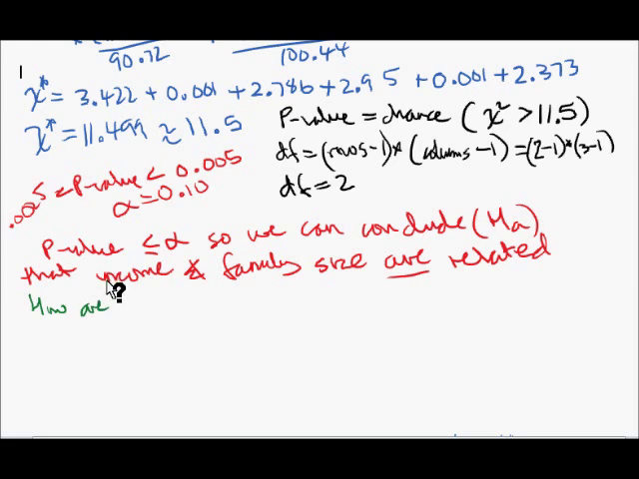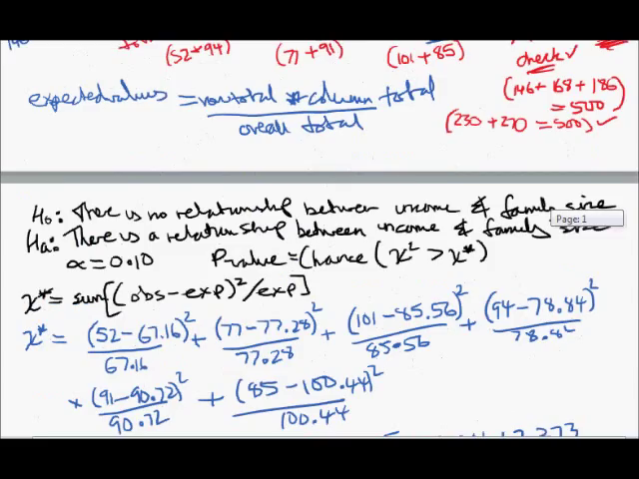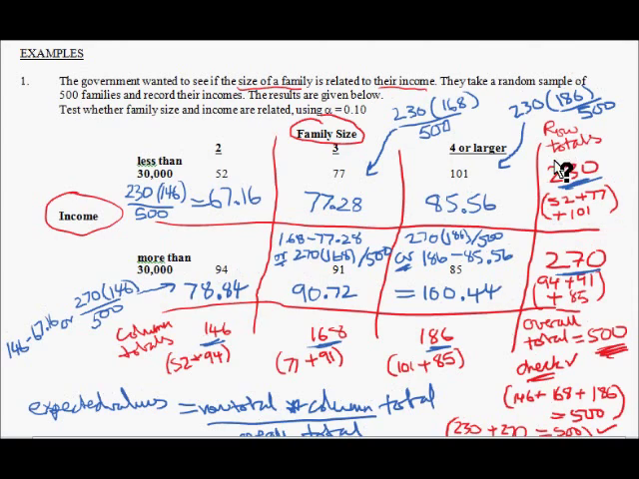How are they related? So what you do is you go back to your data and you look where the observed is a lot bigger than the expected. Actually, I'll write that down. When we go back to the other part, I'll write that down there. You look where the observed is bigger than the expected.